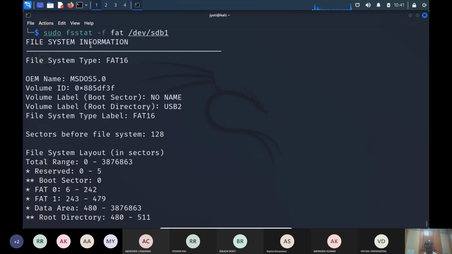Now you can see if I issue this command for the first drive, that is SDB1, it is showing the file system information. In the file system, we have the file system type, which is FAT16, and the OEM name. The OEM name is normally the operating system which was used to format or partition this drive, or which created this file system.